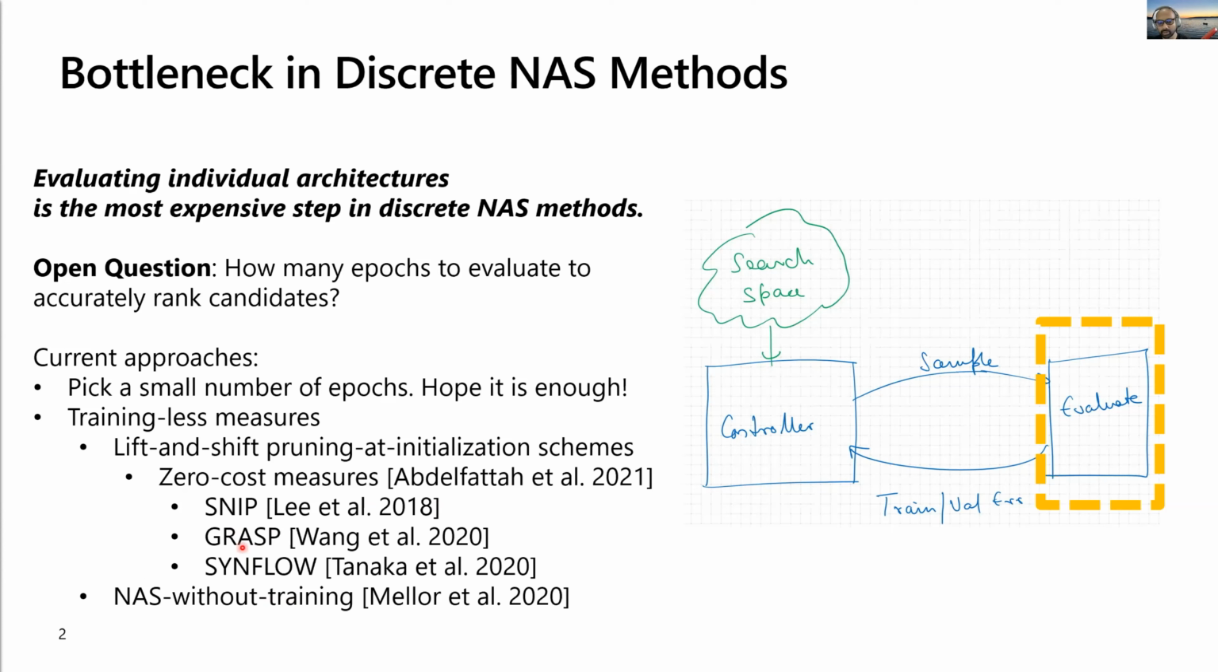And there have been measures which try to lift and shift pruning at initialization methods, as well as a method proposed by Mellor et al, which looks at the sensitivity of the entire architecture to gradients near the data points to figure out how correlated the feature maps are. If they are not correlated, that's good. If they are correlated, that's bad. With that kind of intuition of the network being able to discriminate between data points at initialization itself, inspired a little bit by NTK theory, they have been able to propose some promising measures. And we will look deeper into all of these training-less measures in the later part of the talk.